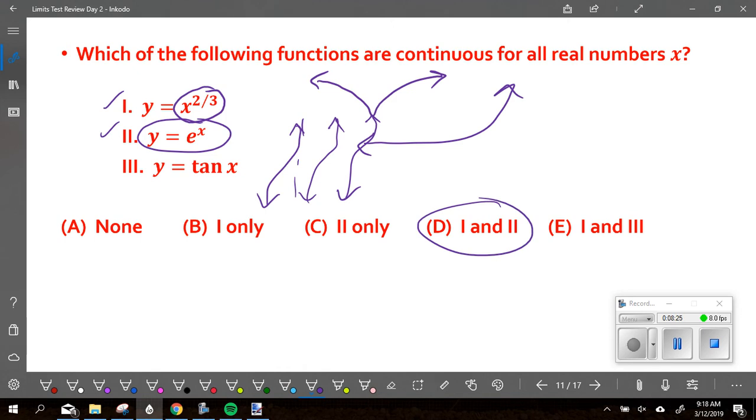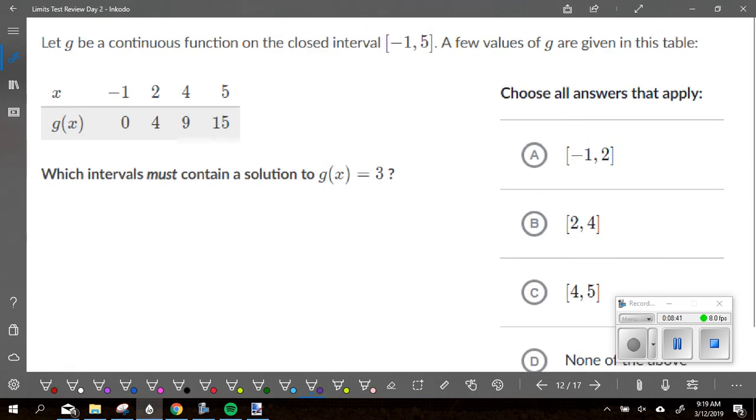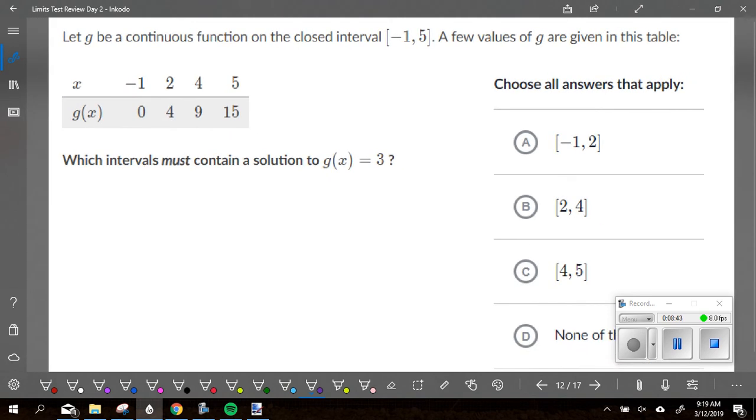Would a square root graph be continuous? A square root graph is not continuous for all real numbers. It would be continuous from the starting point to the right, but not for all real numbers. And that was the key here. Other questions there? Next one. It's basically the domain. Domain and continuous are the same question.